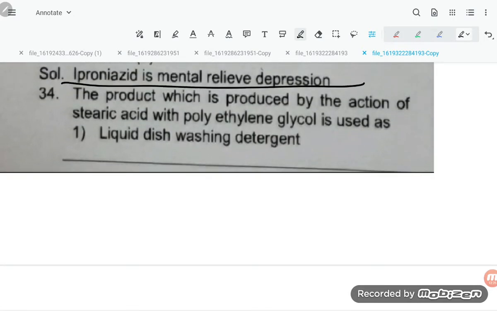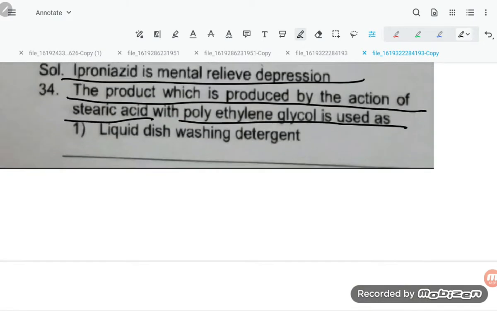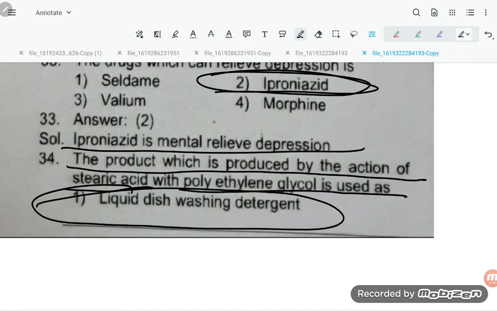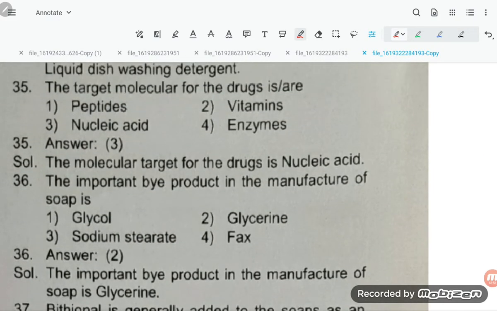The product produced by the action of stearic acid and polyethylene glycol is used as a liquid dishwashing detergent. Option number 1 is correct. Next one, the target molecule for the drug is nucleic acid.